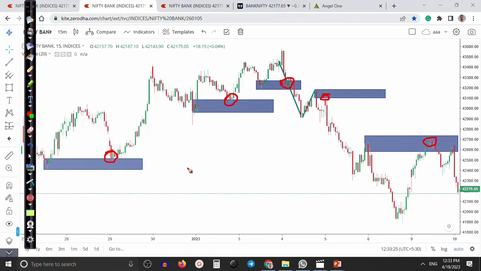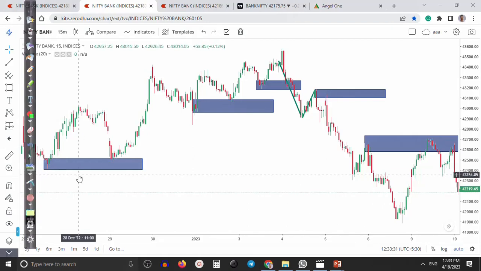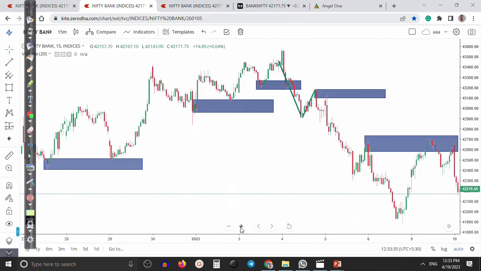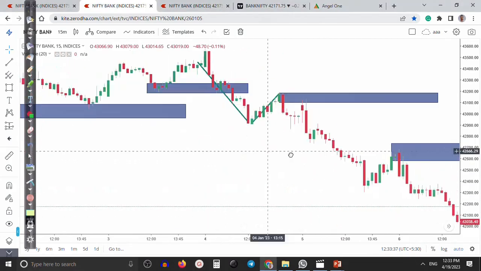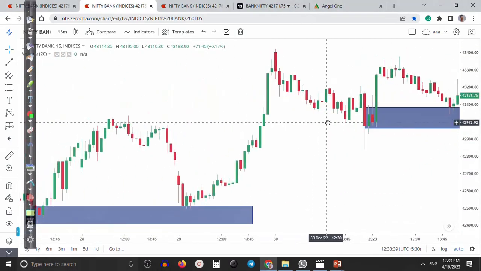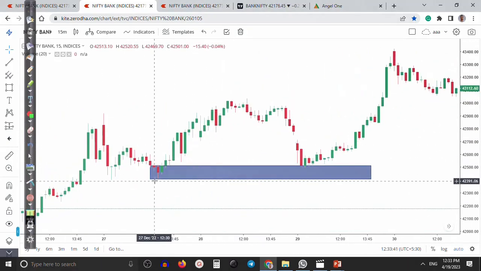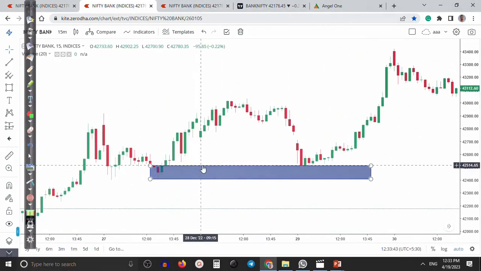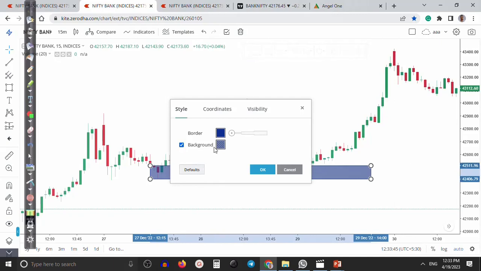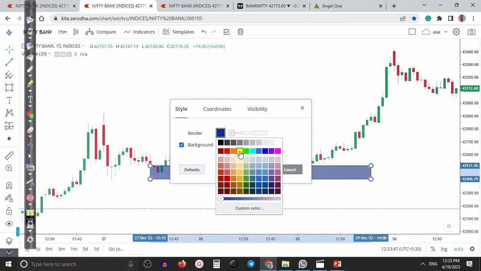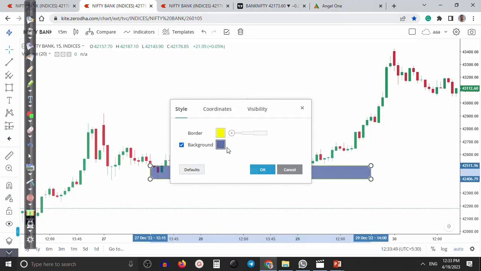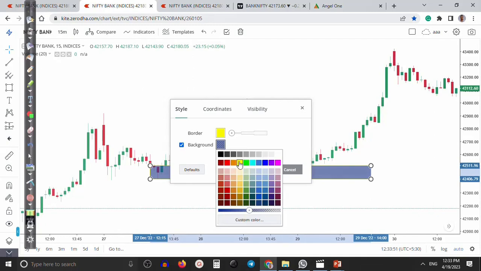So how do we draw the demand zone and supply zone? By connecting this lower point and higher point of the last rejection candle. So let me zoom in a little bit, one by one. So okay, from here you can see this candle. Let me change the color. Okay, make it yellow. I think it will be more visible. Okay, background will be yellow.